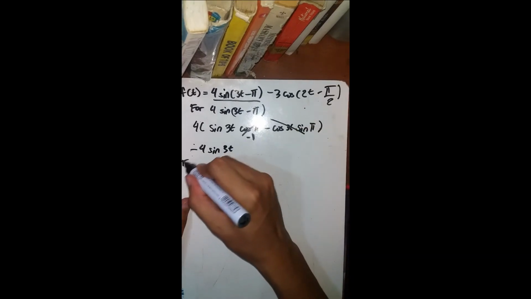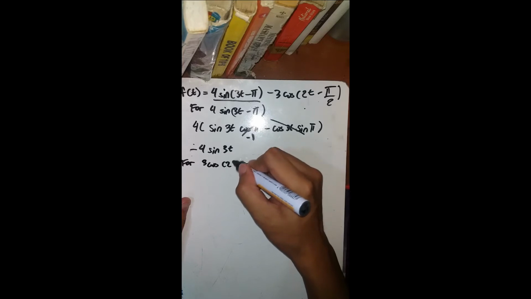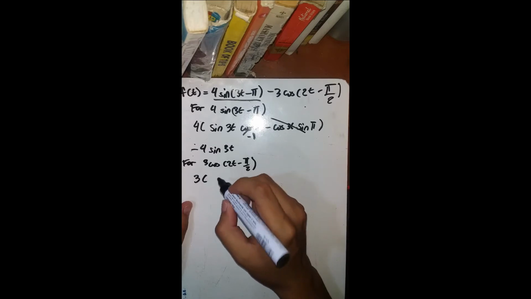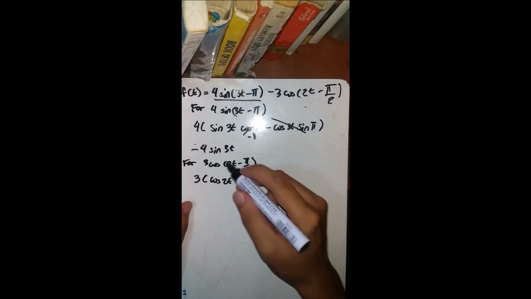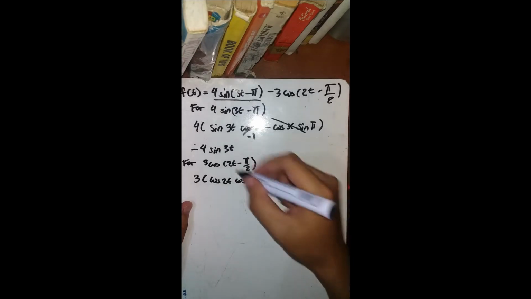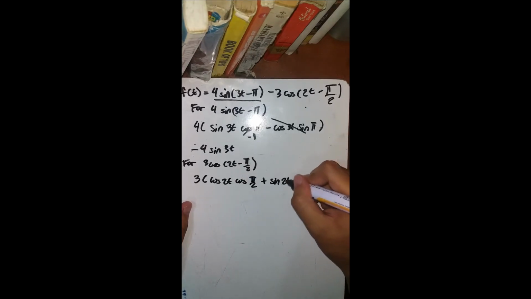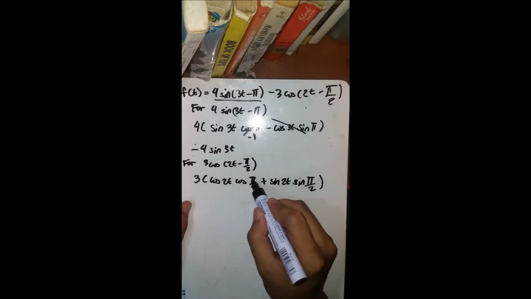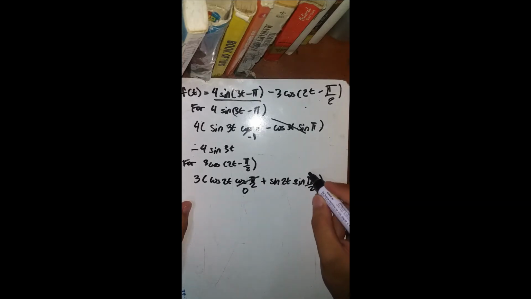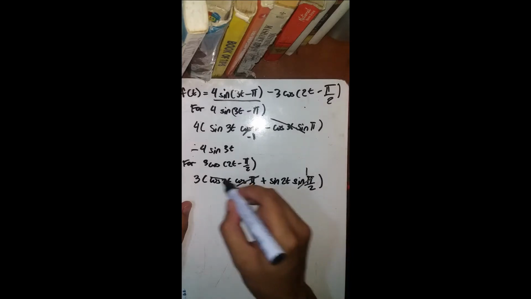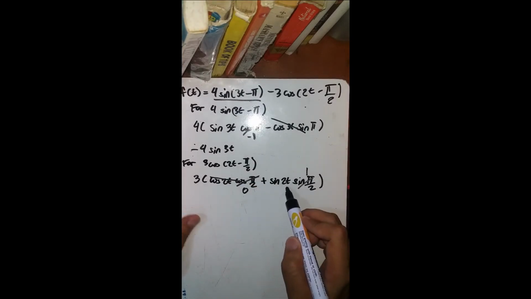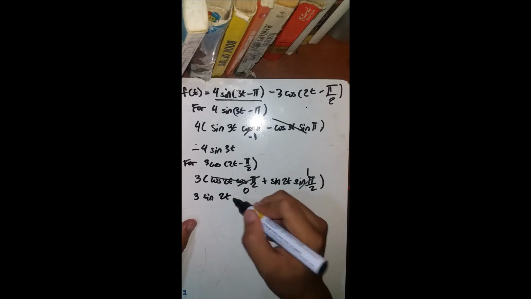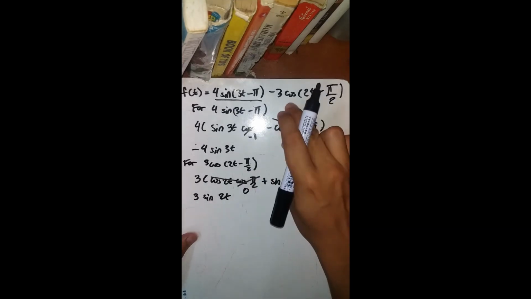Now for the 3 cos of (2t minus pi over 2), that is also another trigo identity. So expand this: cos 2t cos of pi over 2 plus sine of 2t sine of pi over 2. Cos of pi over 2 is 0, sine of pi over 2 is 1, so the 0 cancels out, and what's left is sine 2t. So this is actually 3 sine of 2t.